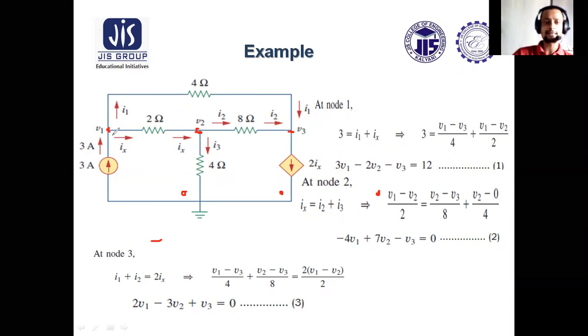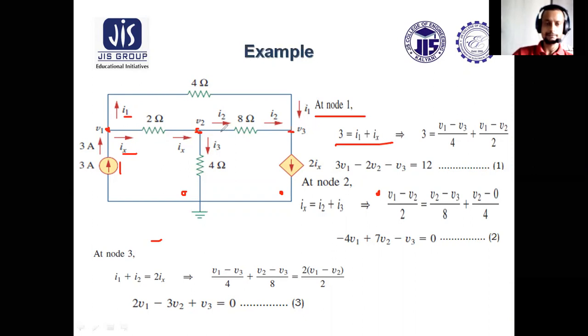Next step is to apply KCL at each node. So let us apply KCL at node 1. What will be the KCL equation? At node 1, 3 ampere is entering, and I1 and IX are leaving. So 3 equals I1 plus IX as per KCL at node 1.